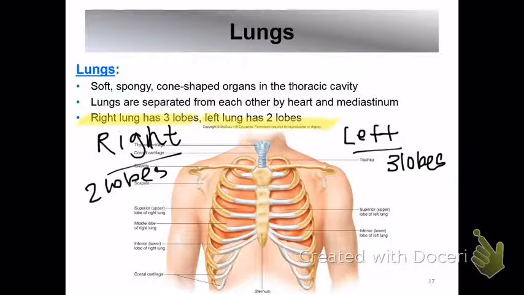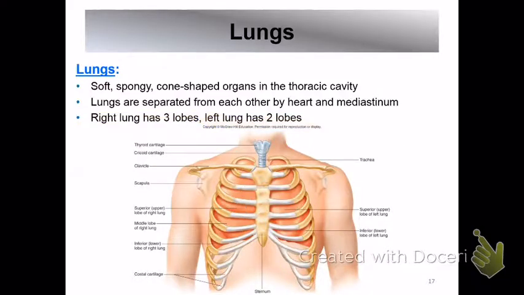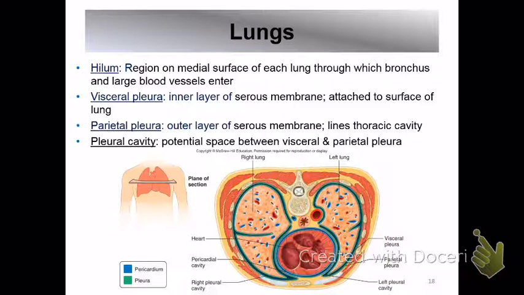Well, hopefully you guessed, it's because of the heart. So the heart is over here, and it takes up some space. So the left lung needs to be a little bit smaller than the right lung, or left side. Okay, the lungs. The hilum is just that opening where the blood vessels can enter.